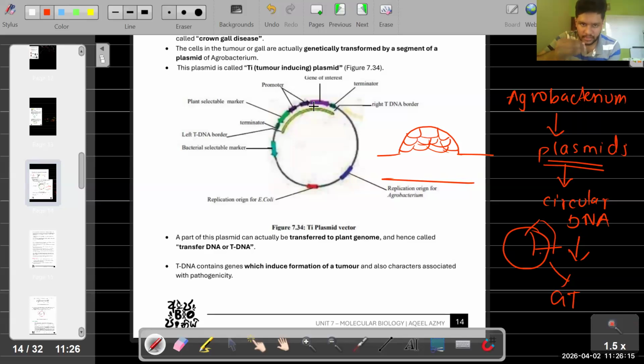So what is meant by tumor-inducing plasmid? Now see, Ti means T is tumor, I is inducing. Ti plasmid, right? Tumor-inducing plasmid means the plasmid that has a segment that will genetically transform and develop into a cell in the tumor. Can you understand? Is that clear?